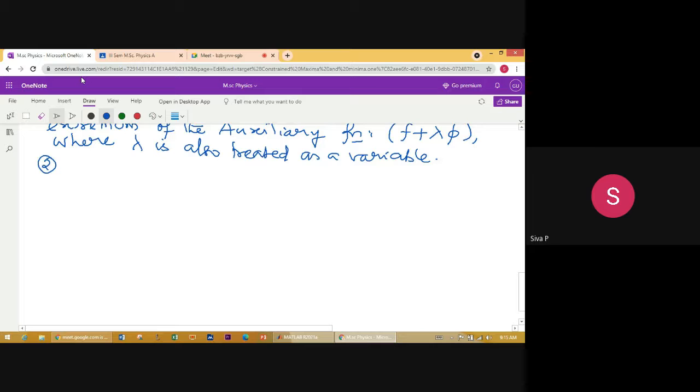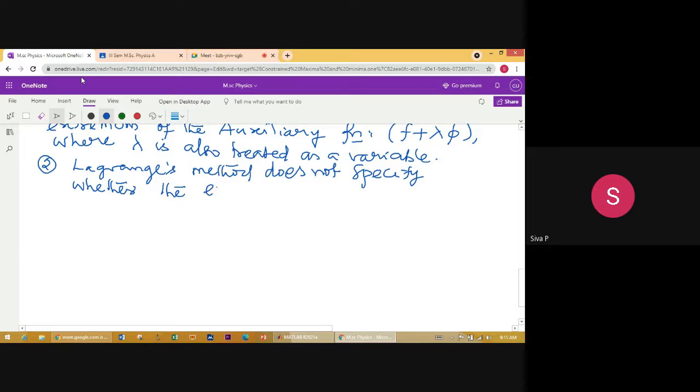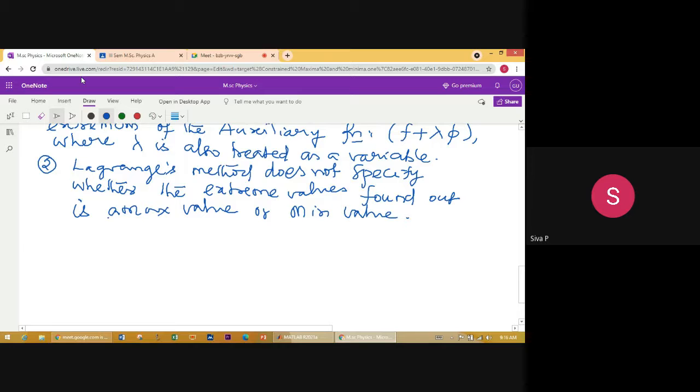Second note: Lagrange's method of multipliers. Lagrange's method does not specify whether the extreme value found out is a maximum value or minimum value. It is decided from the physical consideration of the problem.